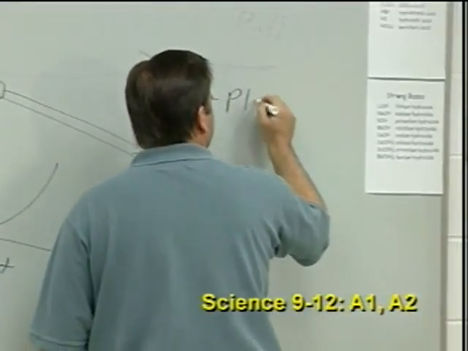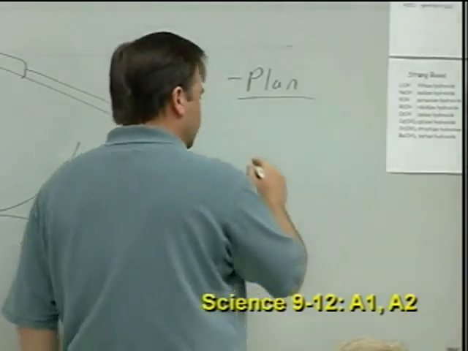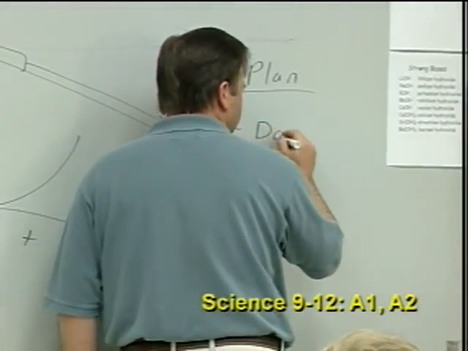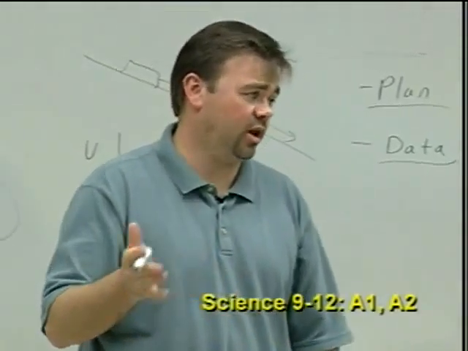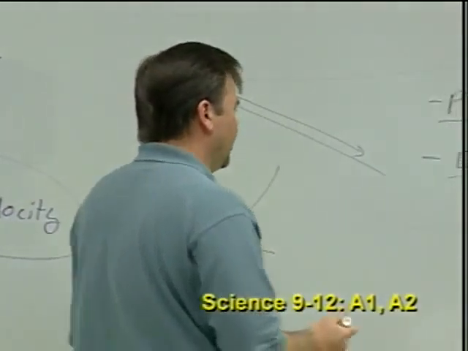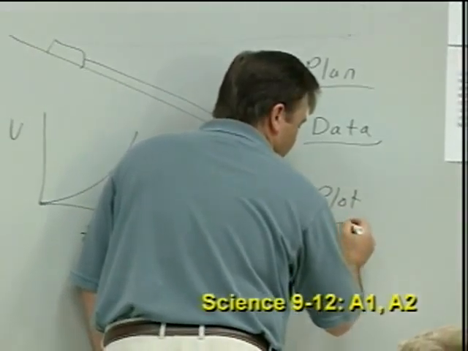Now you're going to have two things that we're going to be looking for. First thing is a plan. I want to know what you're doing. What are you going to do? What's the plan? Second thing is I need to see what your data is going to look like. How are you recording your data? What are you recording and how are you recording it? And then finally, what are you going to plot or graph for me so that we can find a relationship between these three variables.